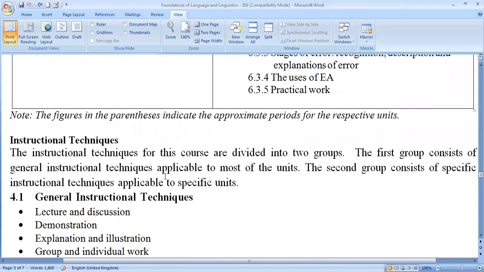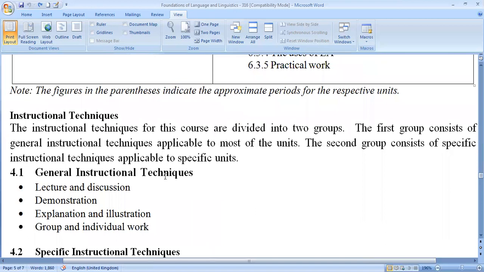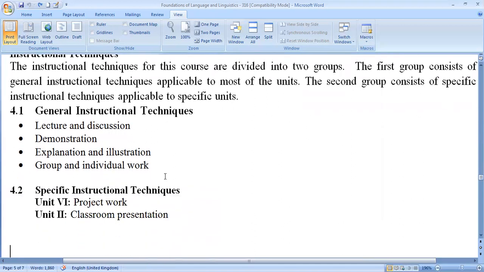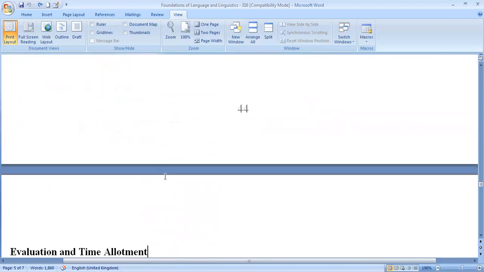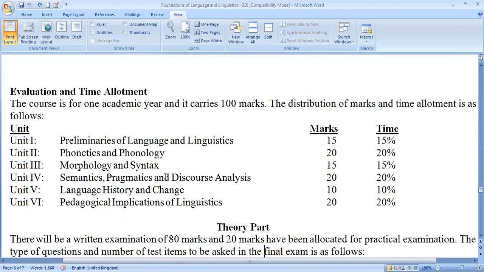That is the general instruction technique of this subject: lecture and discussion. Here there will be demonstration as well, and explanation and illustration, and group or individual work for the students in the classroom. Especially, for the examination point of view, that is evaluation and time allotment.